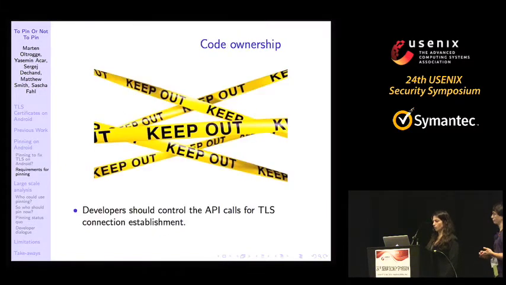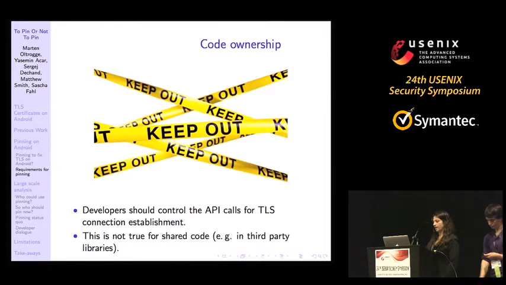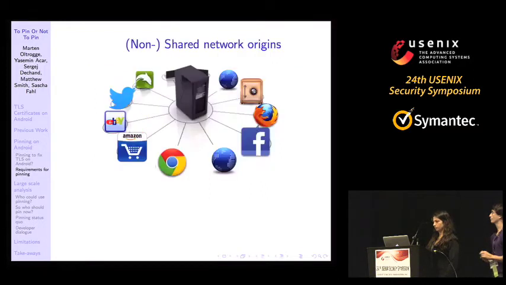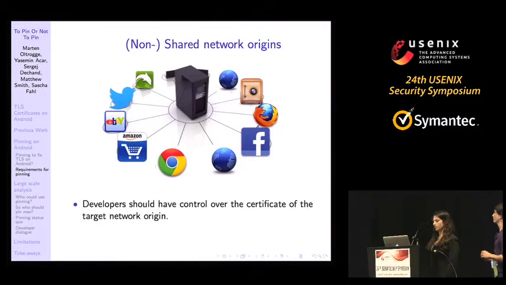You also need to own your code. So developers should control the API calls for the TLS connection establishment. And this is not true for shared code. If you do your TLS connections via third-party libraries, you don't own the code and you can't control when certificates change. You also can't use pins to secure shared network origins.